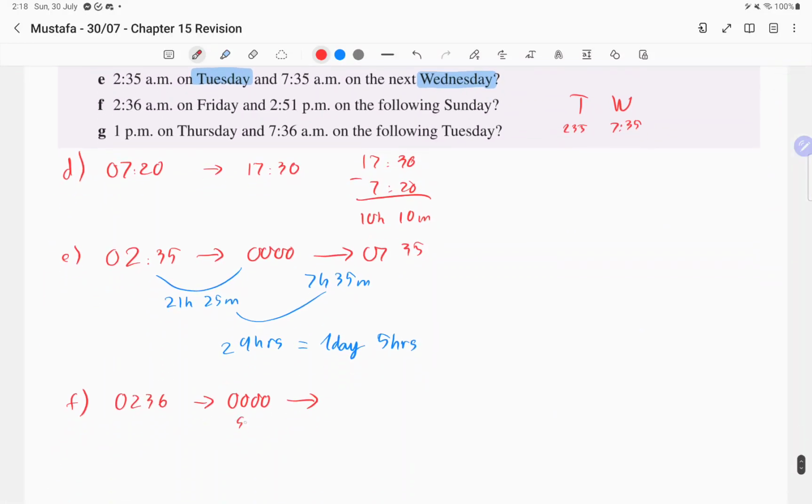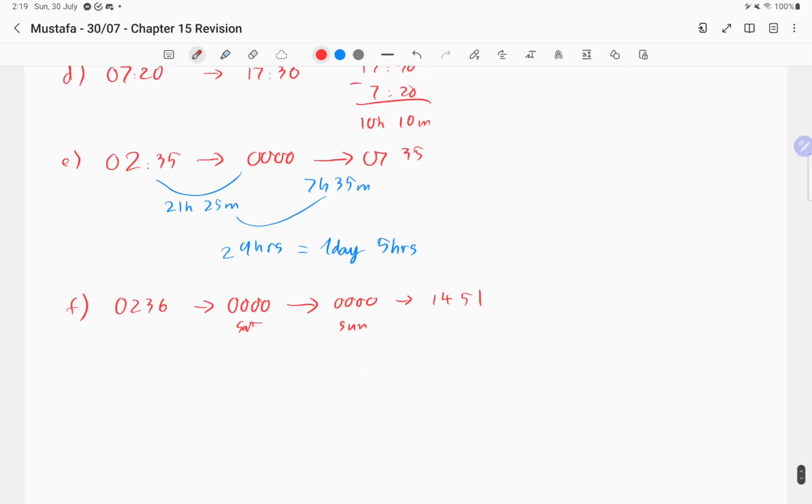So Friday, that will be Saturday, and then you have to go to Sunday, right? And then what's 2:51 p.m. in 24-hour time? 14:51. Okay, and then from here to here, that's 1 day. From here to here, what's the easier way to do this? 22 hours? Not quite.